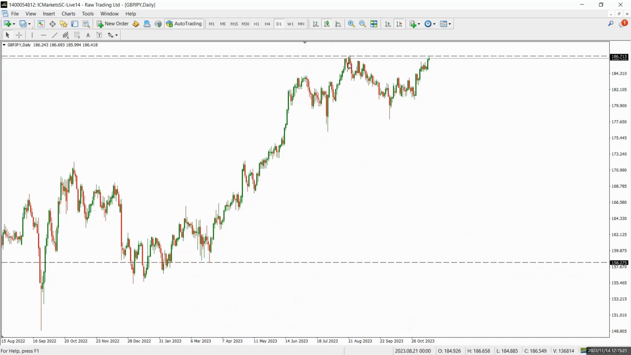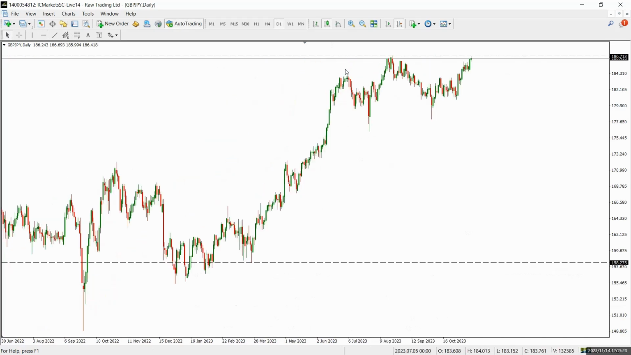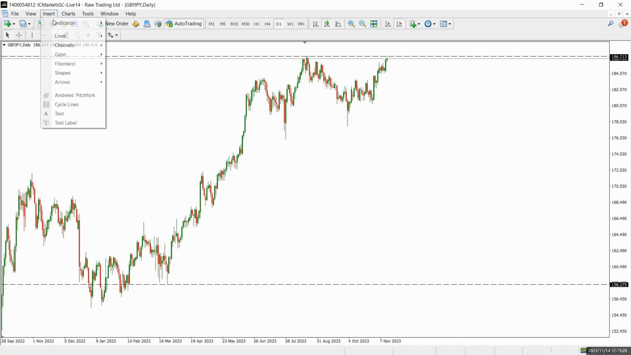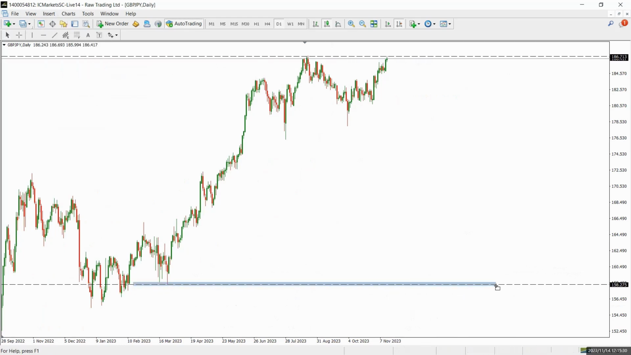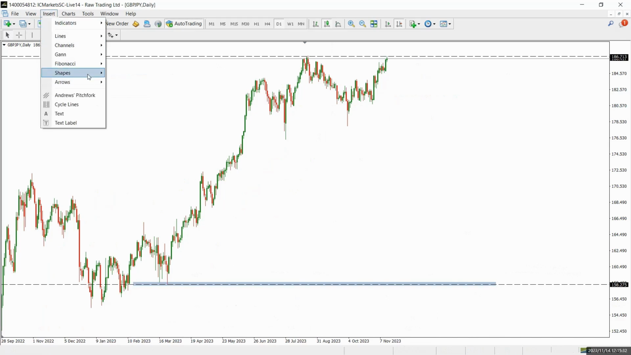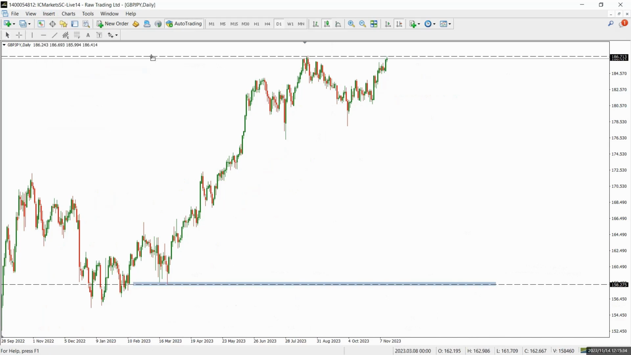Here we have it. Now, what does this do for you? It gives you an understanding of what you're doing. So let's bring it out with the support. And right here we have the resistance. Naturally, this brings simplicity into your trading.